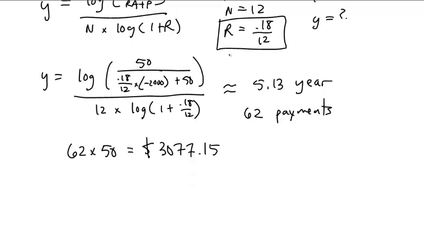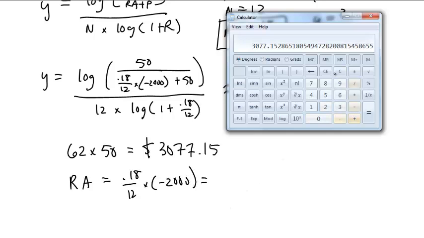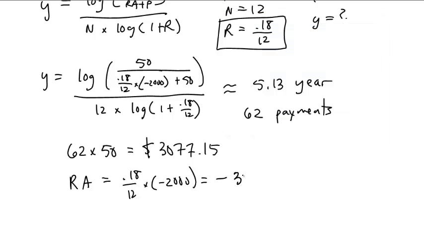Watch what happens if we just look at RA. RA: 0.18 over 12 times negative 2,000 is, let's see, clear this all out. 0.18 divided by 12 times negative 2,000 is negative 30 bucks. That is $30. That's negative $30. That means that at the end of the first month, they hit you with $30 in interest. This is the periodic rate of interest, that means the amount of interest each period.